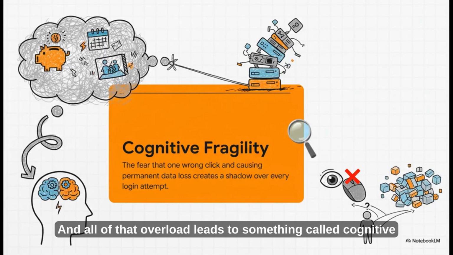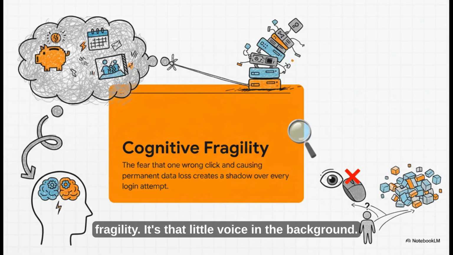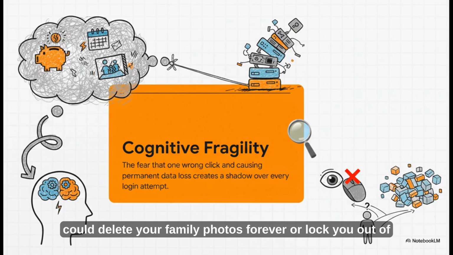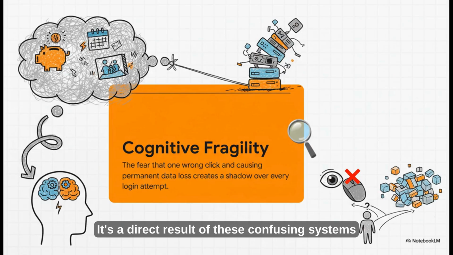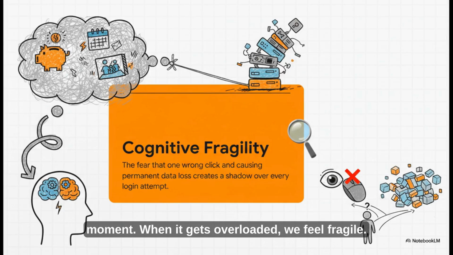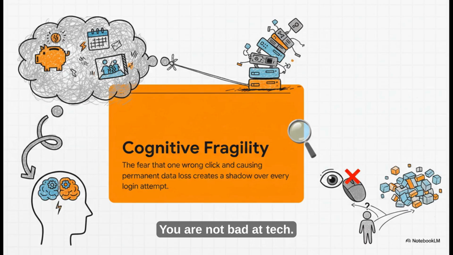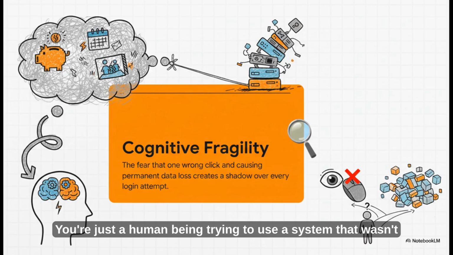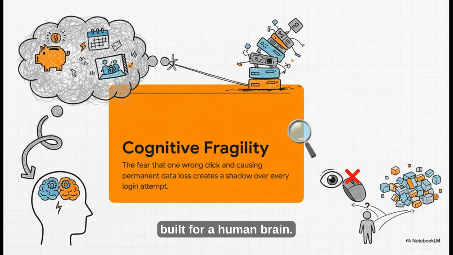And all of that overload leads to something called cognitive fragility. It's that little voice in the back of your head, that constant nagging fear that one wrong click could delete your family photos forever or lock you out of your bank account for good. And that fear isn't crazy. It's a direct result of these confusing systems overwhelming what's called our working memory. That's the part of our brain that's trying to juggle information in the moment. When it gets overloaded, we feel fragile. So I want to be crystal clear about this. You are not bad at tech. You're just a human being trying to use a system that wasn't built for a human brain.